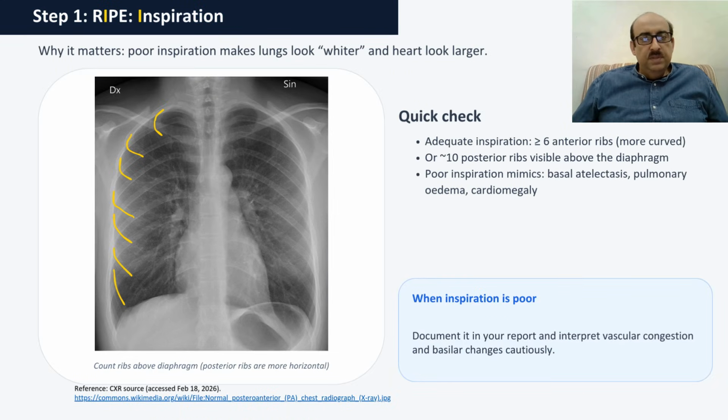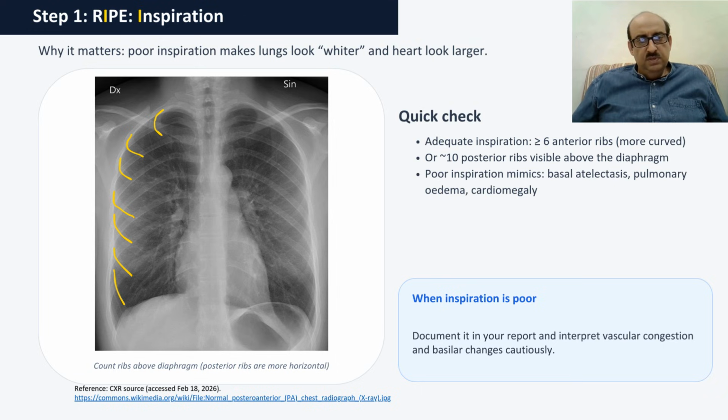Right, the next alphabet I stands for inspiration. We need to make sure there is an adequate inspiratory film, which means we should be able to count at least 6 anterior ribs. So if you look at the pen drawing which I have made on the X-ray with yellow lines, you can count 7 anterior ribs here. So this means it's an adequately inspired film, an adequate inspiratory film.